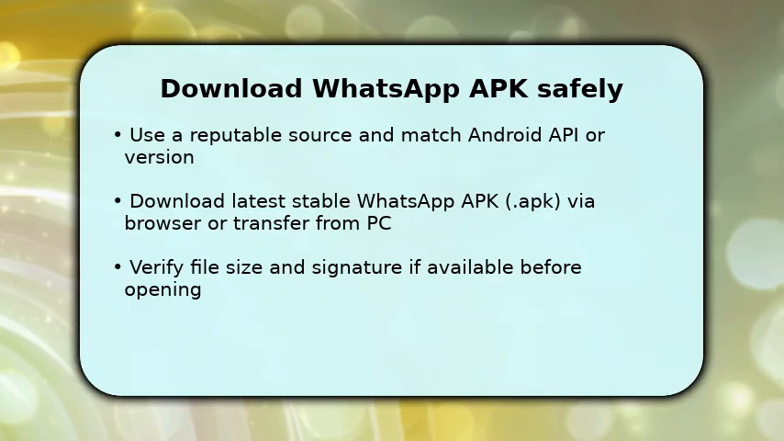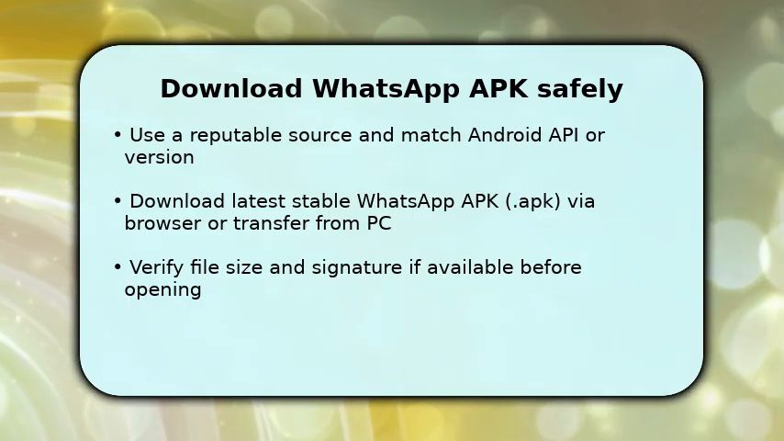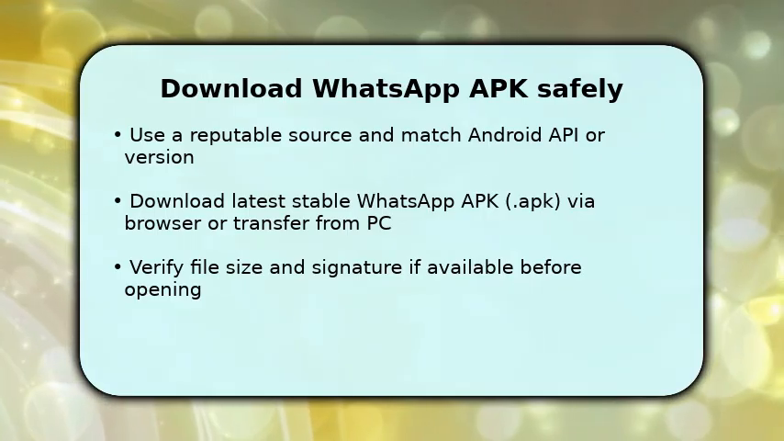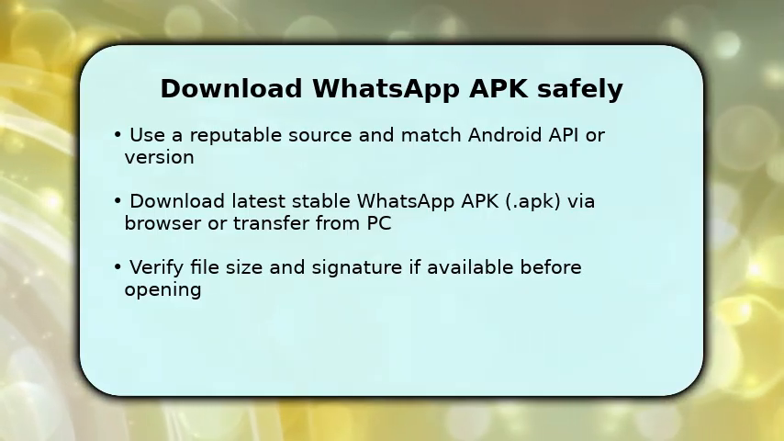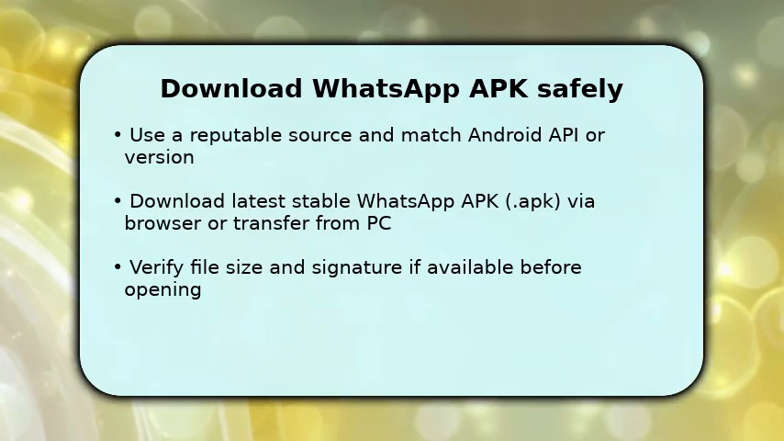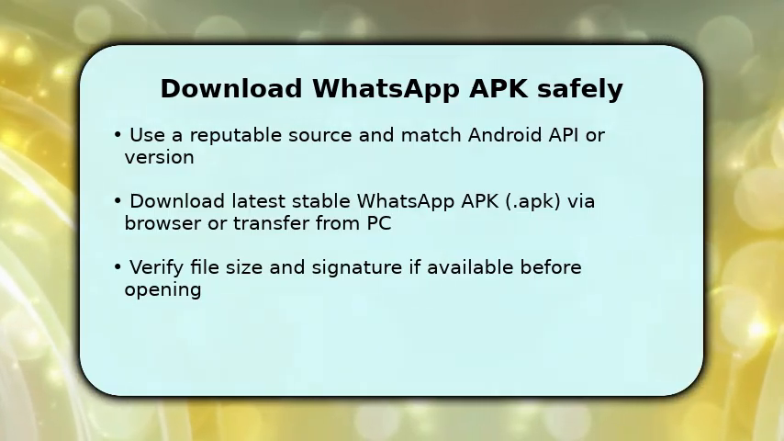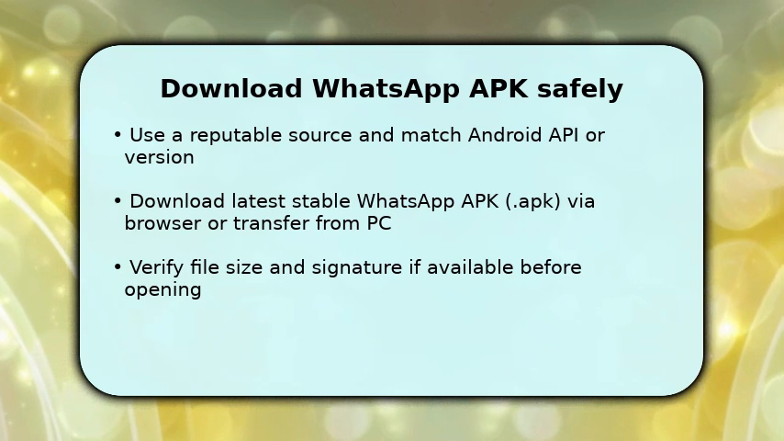Once downloaded, check the file size and any signature or checksum if provided. Verifying prevents corrupted installs. If the browser warns, confirm that you enabled unknown sources for that app before tapping the file to install. Finally, install the APK and finalize WhatsApp setup.